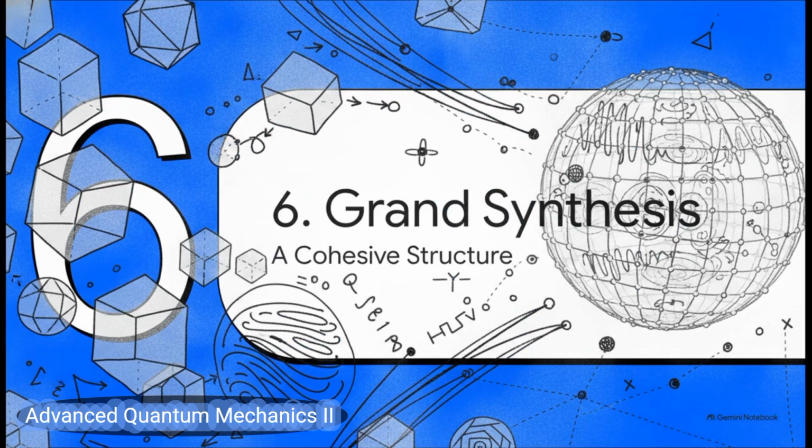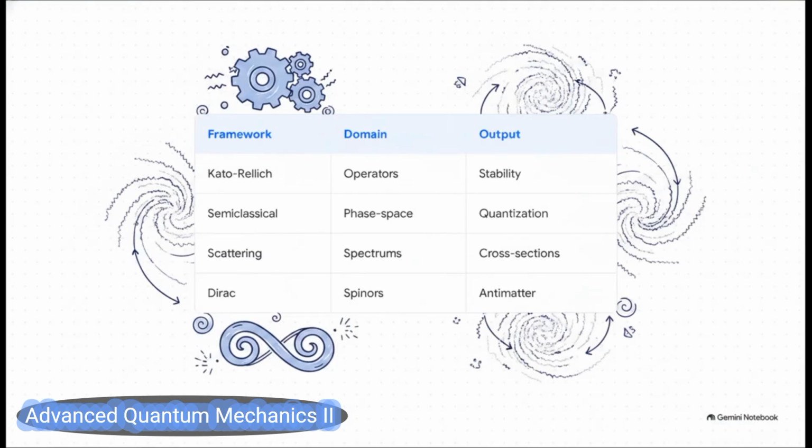Finally, Section 6, the grand quantum synthesis. Let's move to our last section and see how all of these incredibly complex frameworks actually build into one single cohesive structure of reality and space-time. The absolute crucial takeaway here is that these aren't just isolated random equations. They form a deeply interlocking framework.